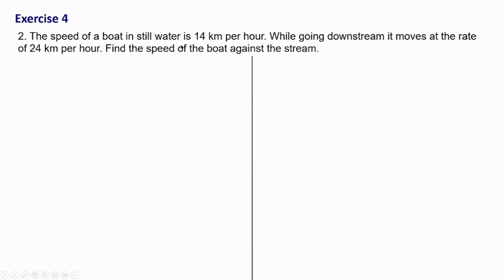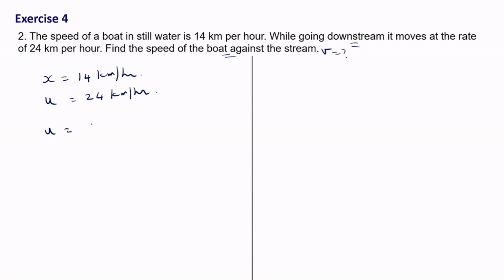The speed of a boat in still water is 14 km per hour. While going downstream, it moves at the rate of 24 km per hour. Find the speed of the boat against the stream. So here the speed of the boat in still water is given, that is x is given, it is 14 km per hour. And then the downstream speed u is given, it is 24 km per hour. We have to find the speed of the boat against the stream, that is we have to find v.